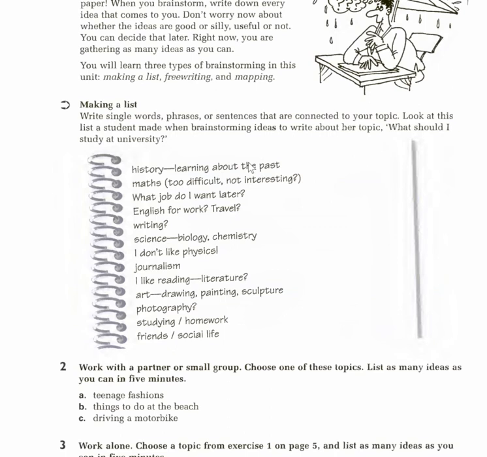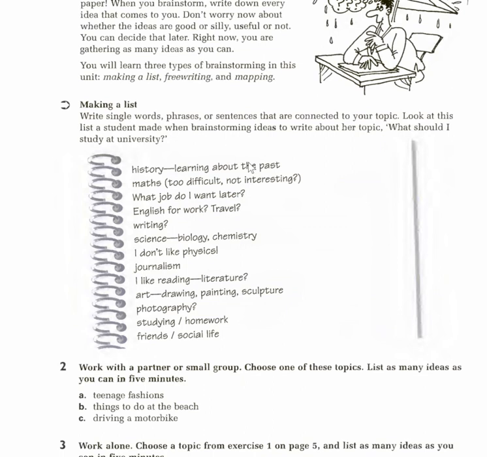What do we mean by a list? If we see the list here, for example, you want to write about what you could study at university. This is the topic: what should I study at university? If you want to write about this topic, you should bring down on paper all the ideas that come to your mind at the moment.